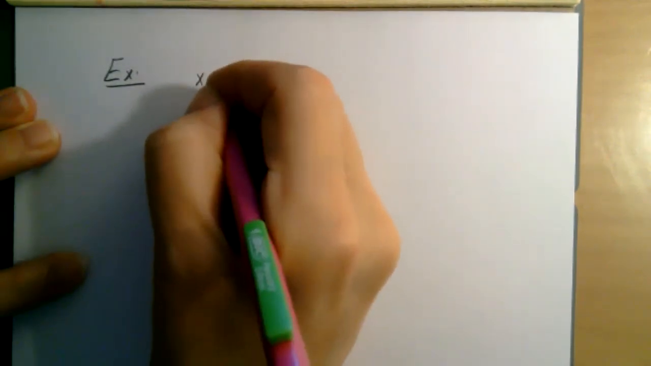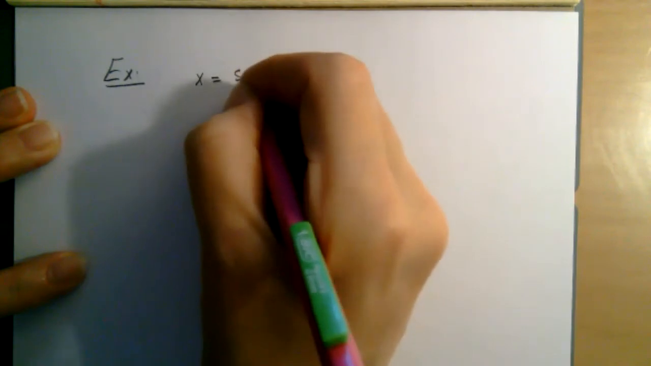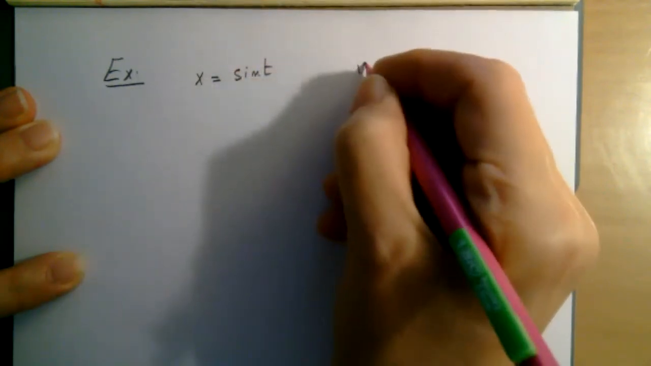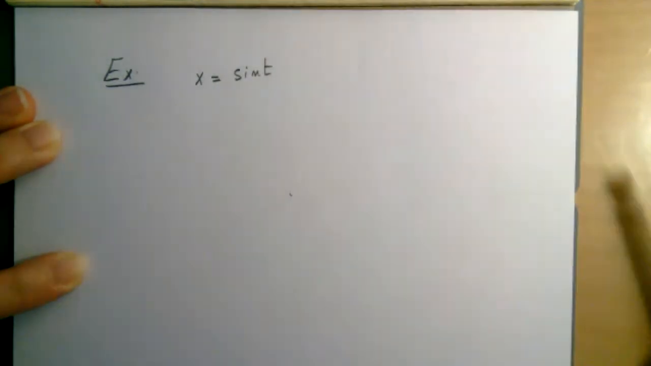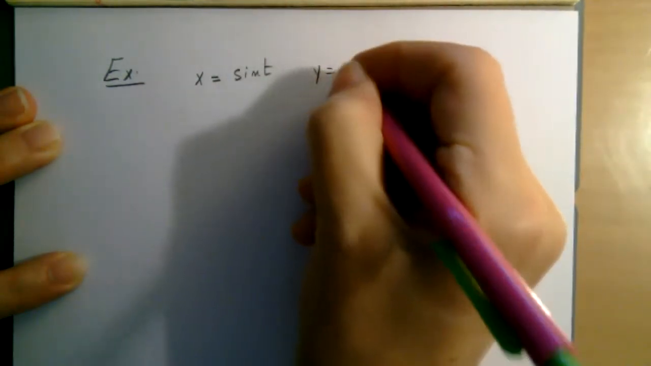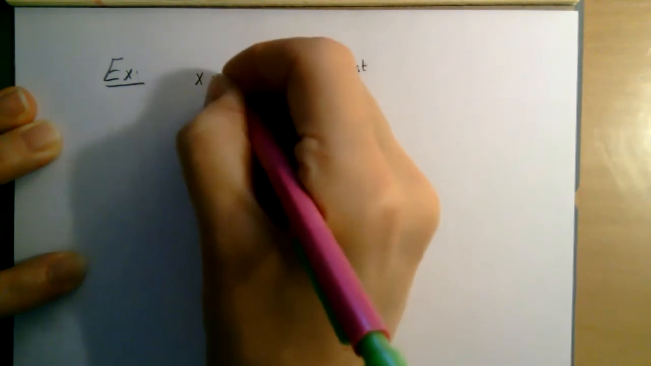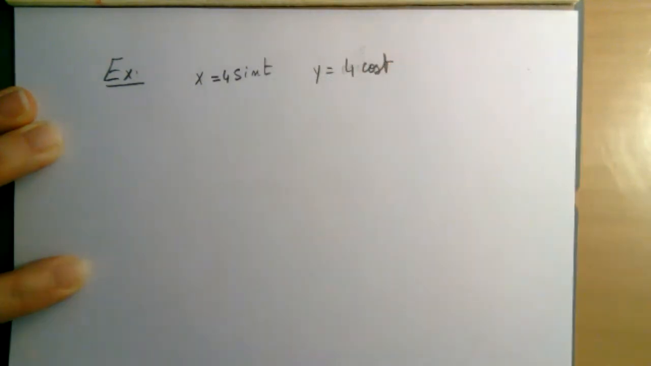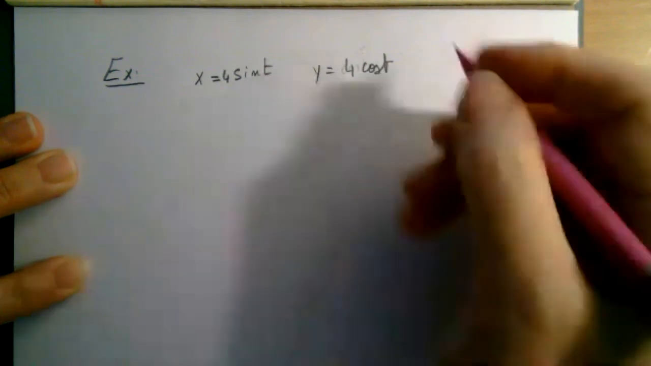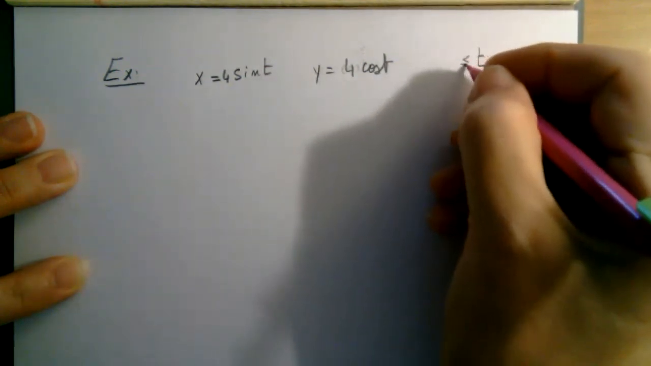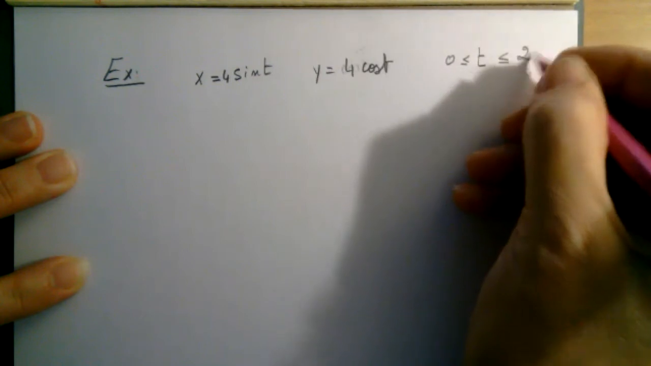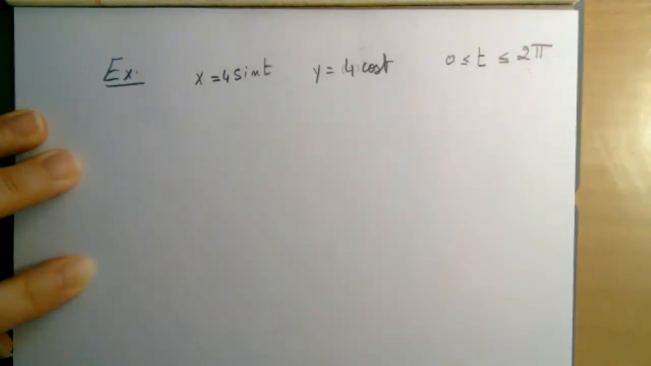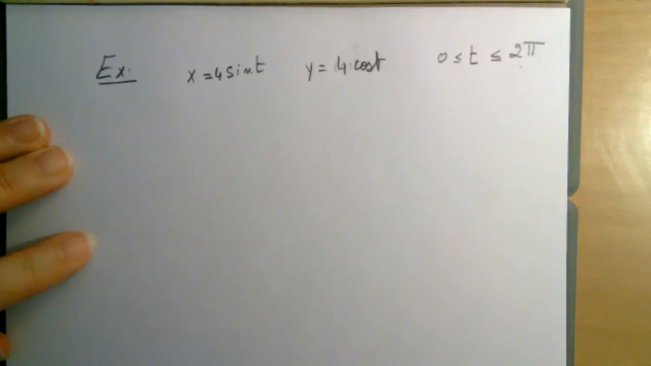Example number 2 is, these are my parametric equations. I'm going to put sine of t here. And for y, I will put the cosine. Actually, let's put 4 sine, a little bit more, and 4 cosine. And this time, I will put a condition on t. I want t to be between 0 and 2 pi, just to make the computation a little bit easier.